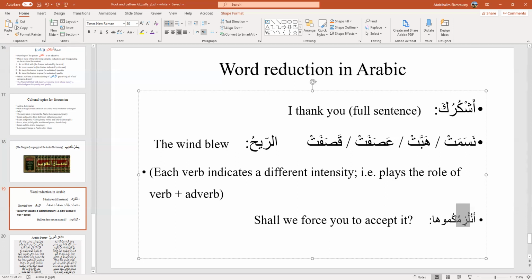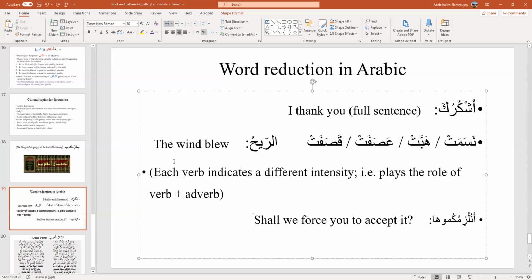That means to force someone to accept something. And then kum is you, masculine plural. And then the waw is just for a syllable structure issue. And then the ha at the end is it, the pronoun referring to her or it in this case. So أنلزمكموها: the yes or no question word, we, and then force to accept, kum, you, masculine plural, and then ha, it. So shall we force you to accept it?